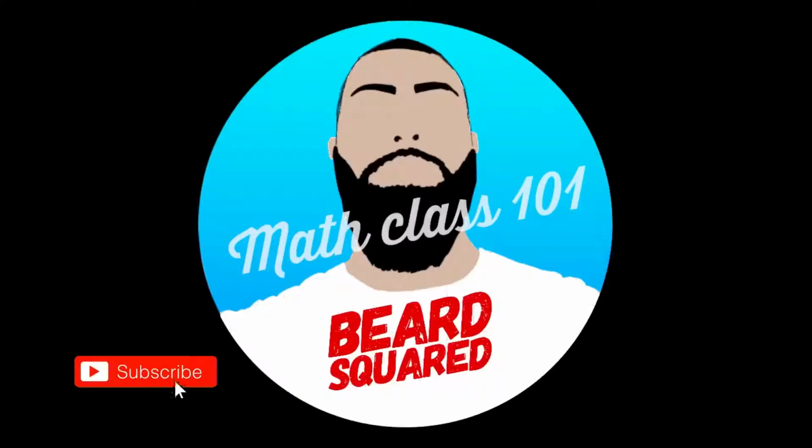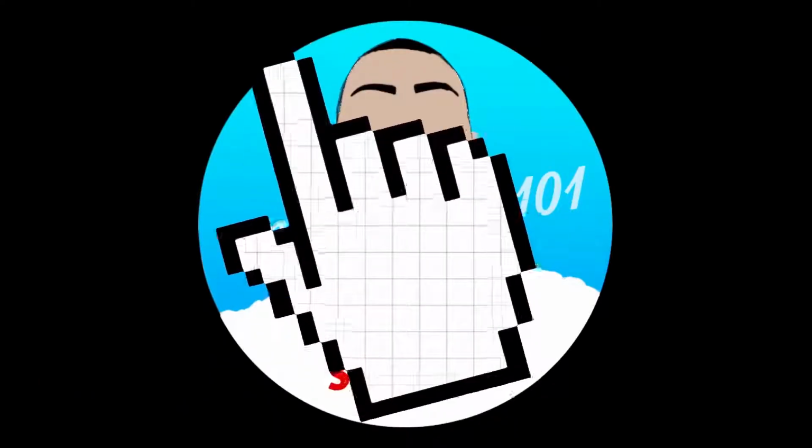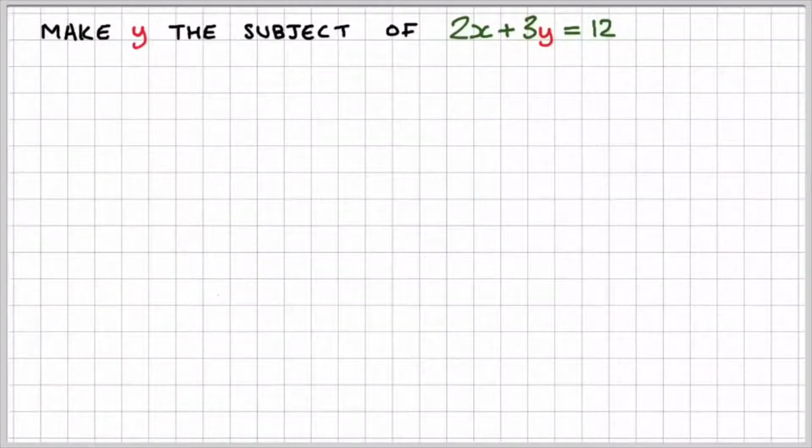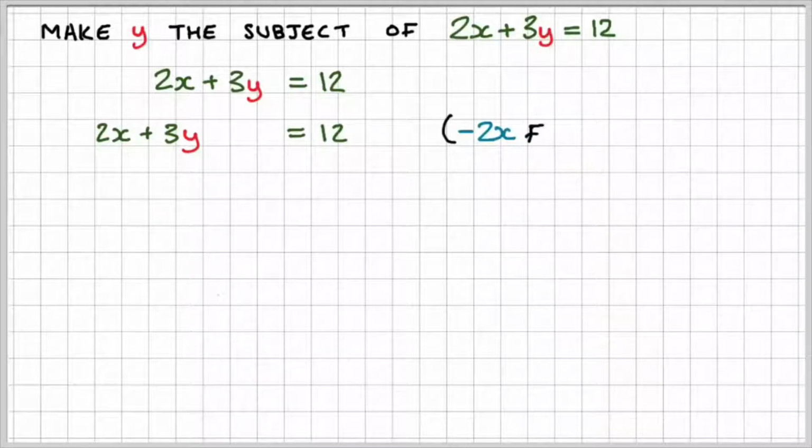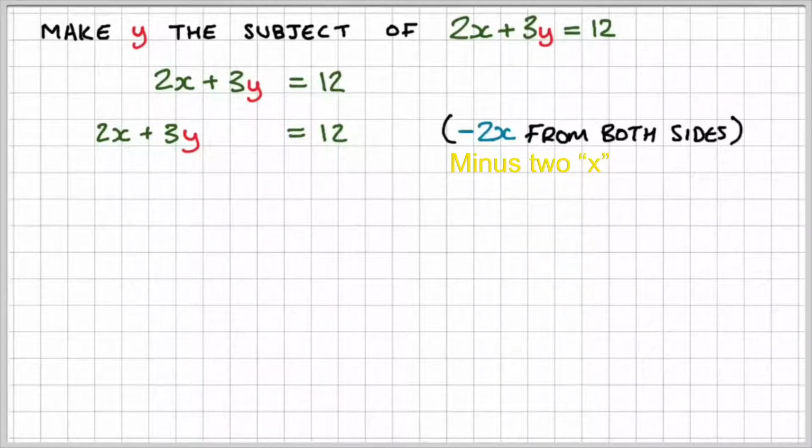So in the first example, we're going to make y the subject of 2x plus 3y equals 12. So keep an eye on y. I've color-coded it red. First things first, we'll write the equation: 2x plus 3y equals 12. Step 2, we can minus 2x from both sides of the equation.